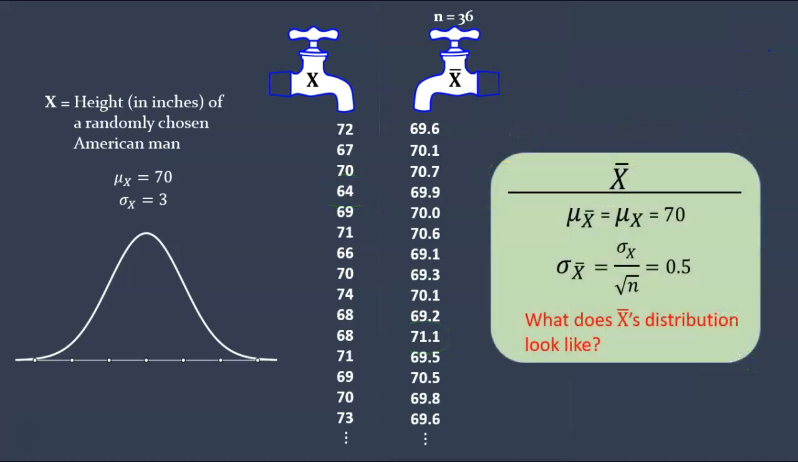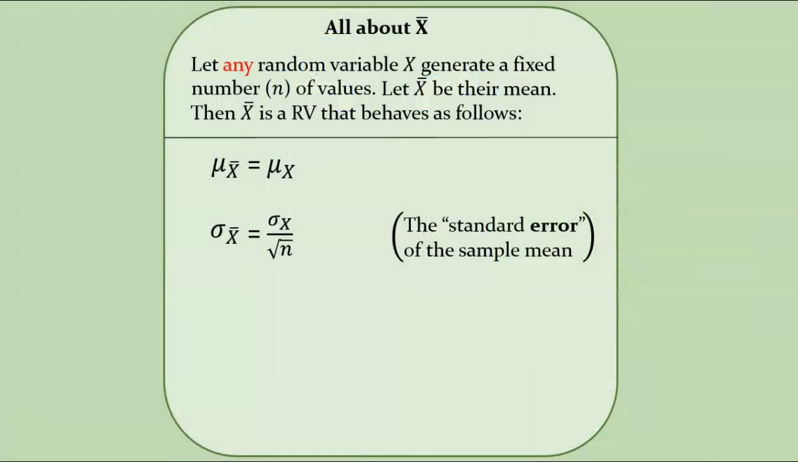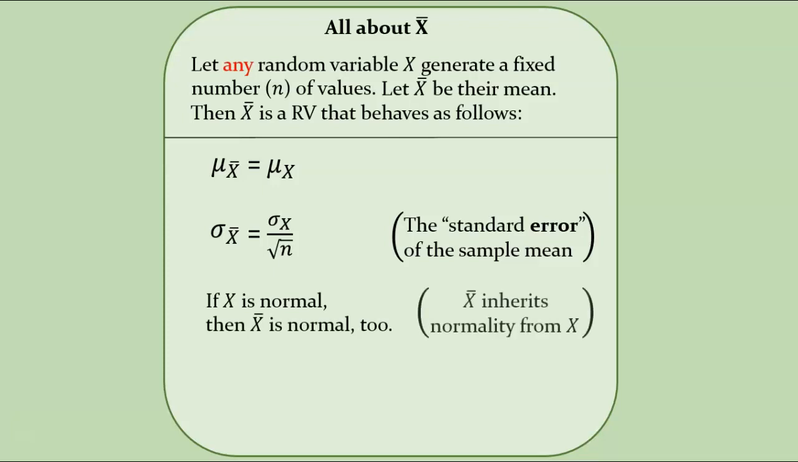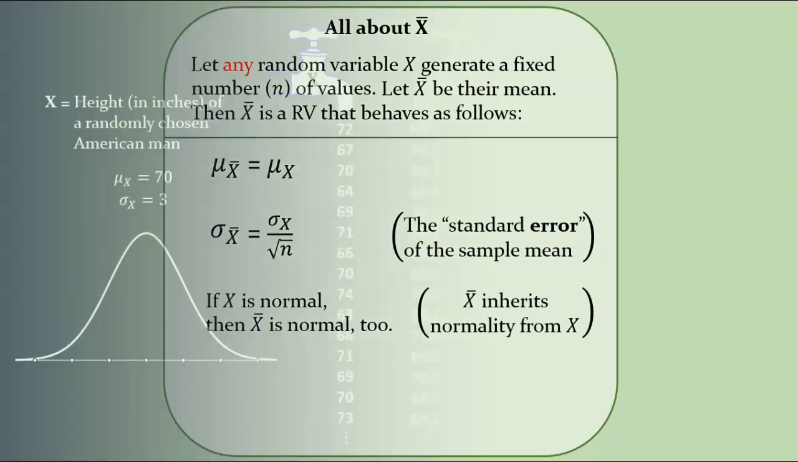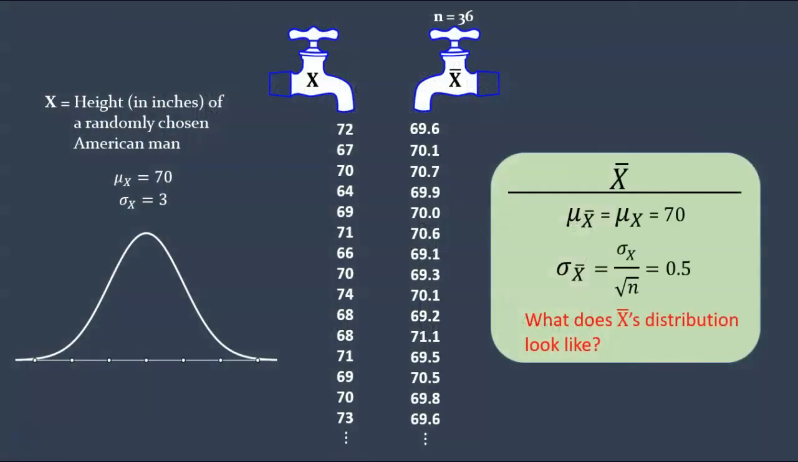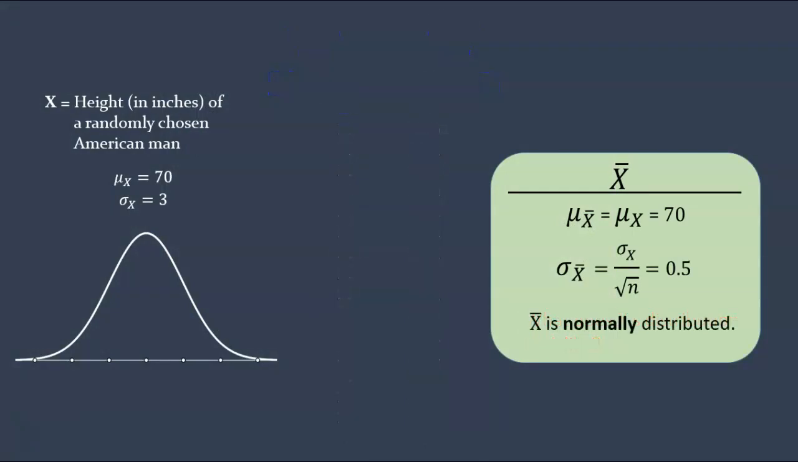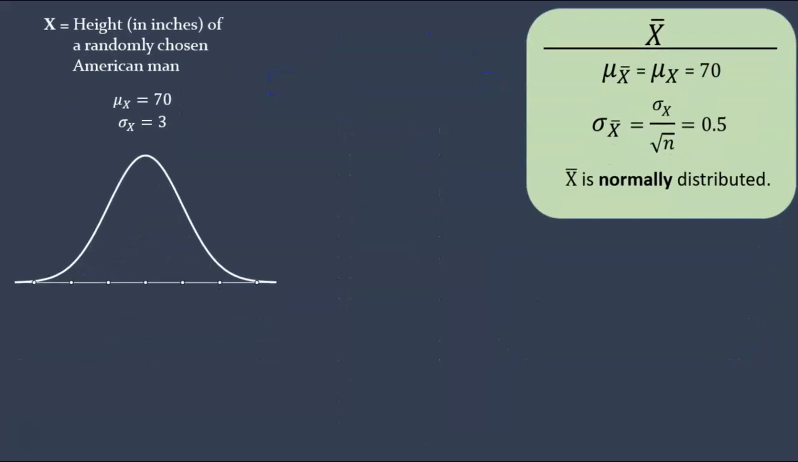Let's get back to our original example with n equals 36 and take up the last question. What does Xbar's distribution look like? To answer this, we'll appeal to a simple result that we'll record in the usual place. If x is normal, then Xbar is normal too. In other words, Xbar inherits normality from x. So if we return to the case at hand, we note that x itself is normal, so Xbar must be normally distributed too. It inherits normality from x.